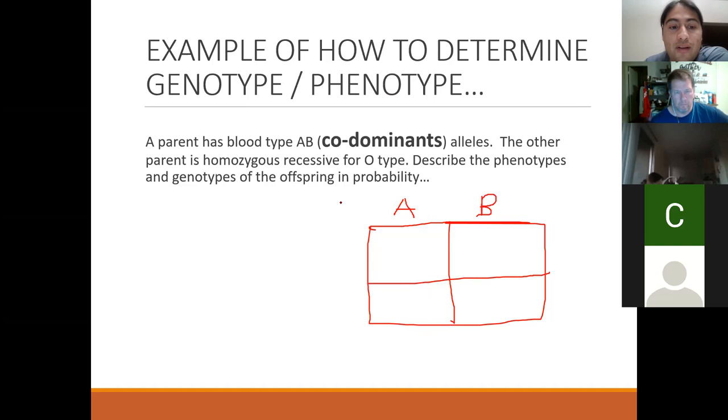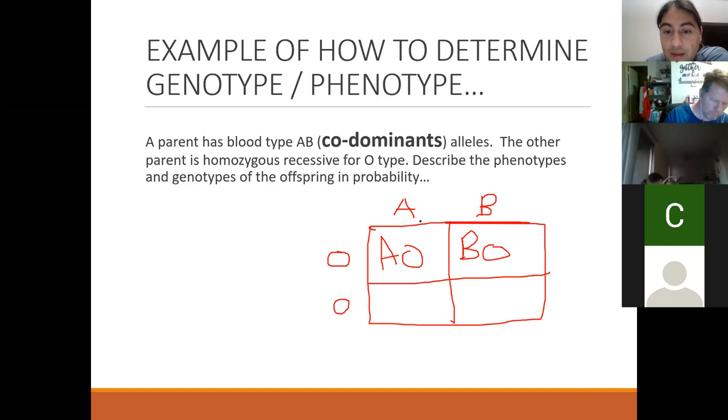And the other parent is going to be homozygous recessive for type O. So then we have an O over here and an O over here, okay? So then the question is, describe the phenotypes and genotypes of the offspring. So if we make the Punnett square, then we're going to have AO, then BO, then AO, and B with this one, so it's going to be BO.